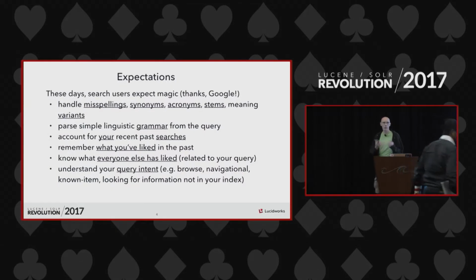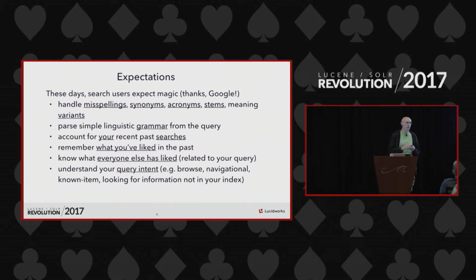Okay, what do your users expect from search relevance? These days, it's a tough problem. If you look at your query logs, no matter how good your search is, you're going to see people doing crazy hard searches. They're expecting misspellings to be handled seamlessly, synonyms to show up, search as you mean, not what you say. Acronyms should just be handled. Stemming should be used properly. It shouldn't always happen, it should happen when it's needed. And meaning variants need to be handled. Users expect the simple grammar of their queries to be handled.